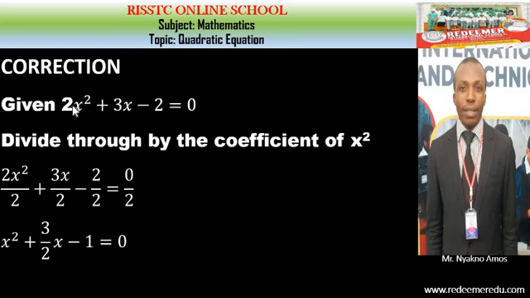And here, what is the coefficient of x squared? The number before x squared, which is 2. So divide this 2x squared by 2. Divide 3x by 2. Divide minus 2 by 2. Divide 0 by 2. So 2 divided by 2 gives you 1, so we now have x squared. 3 divided by 2 gives us 3 all over 2 x. Then minus 2 divided by 2 gives us minus 1. 0 divided by 2 gives us 0.